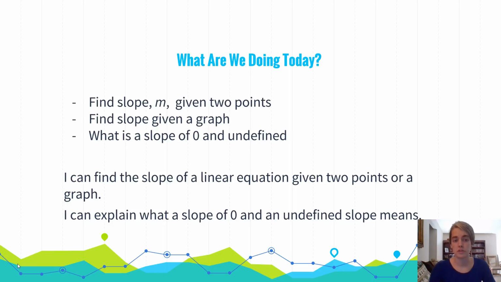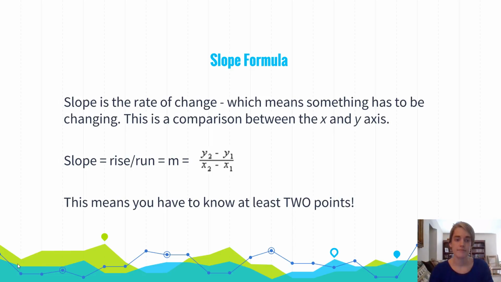What you need to be able to do is find the slope if I give you 2 points. You need to be able to find the slope if I give you a graph. And you should be able to understand what it means to have a slope be 0 or undefined by the end of this video. So first thing you have to know is this formula.